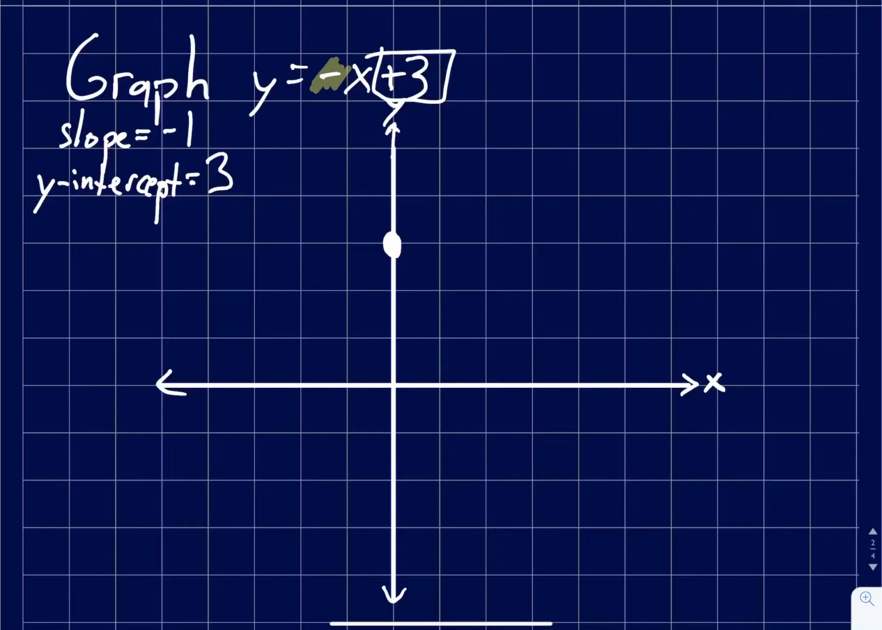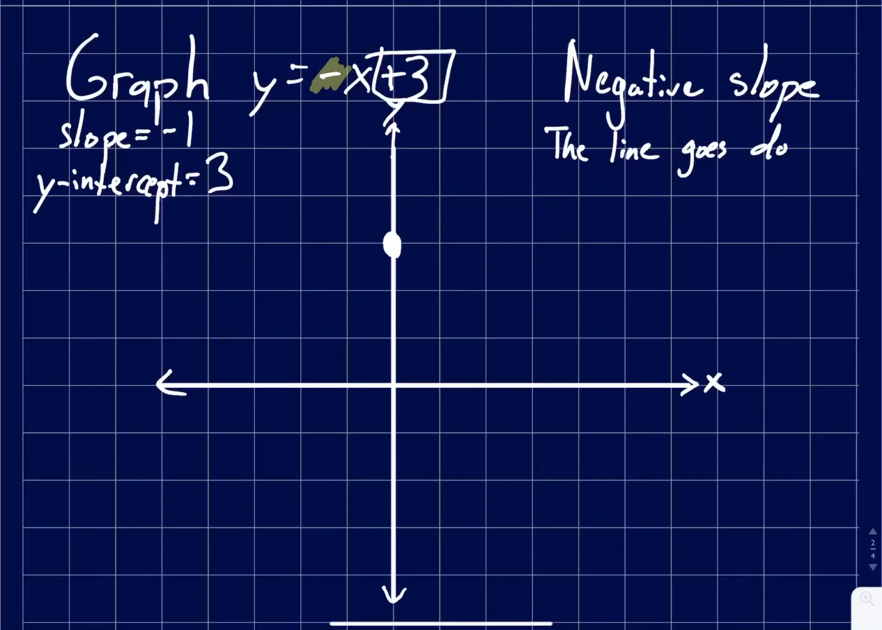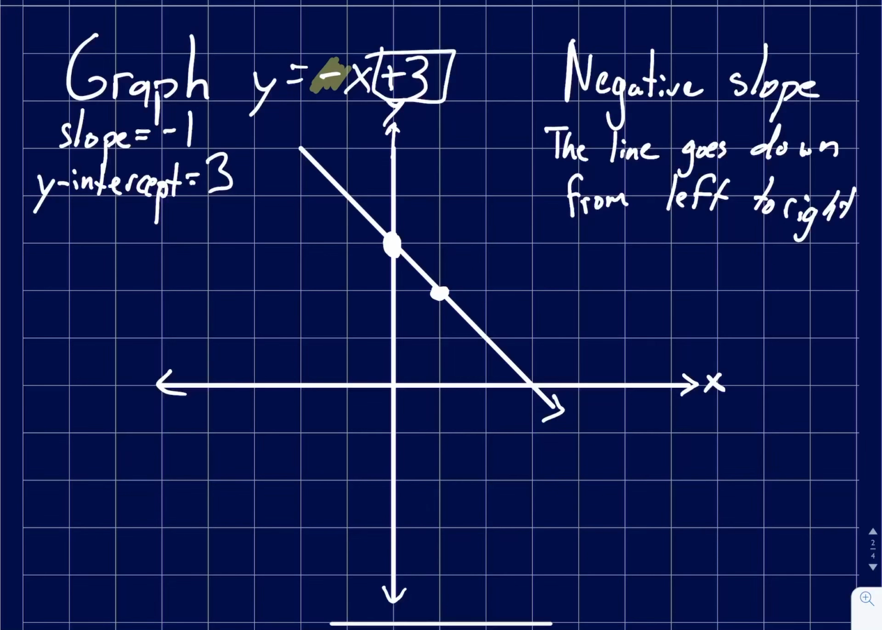Now, because the slope is negative, that means, okay, when you have a negative slope, you know the line goes down from left to right. So we're going to go down 1 and over 1, because then our line will go down from left to right, and you only need 2 points to graph a line, and that's how you graph linear equations.